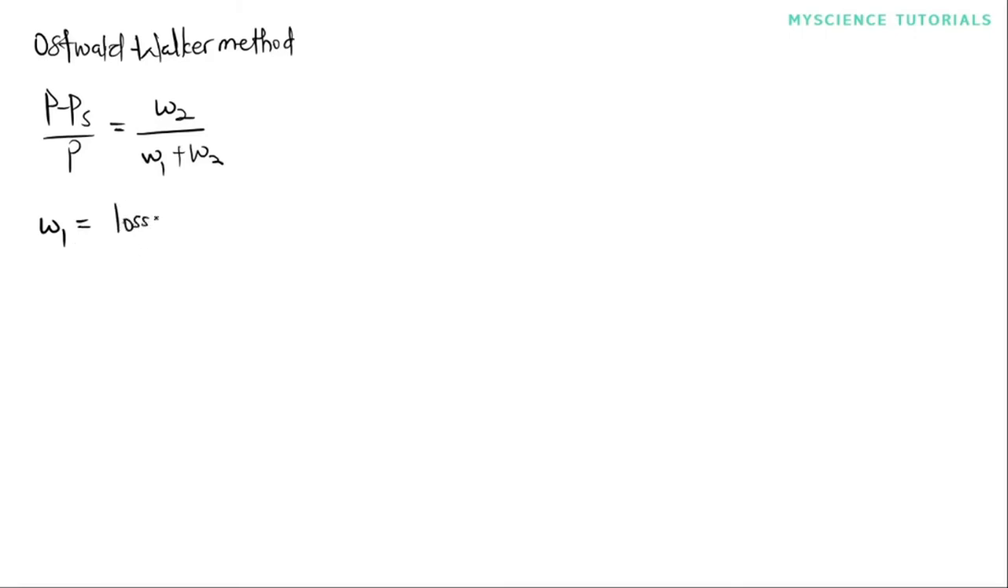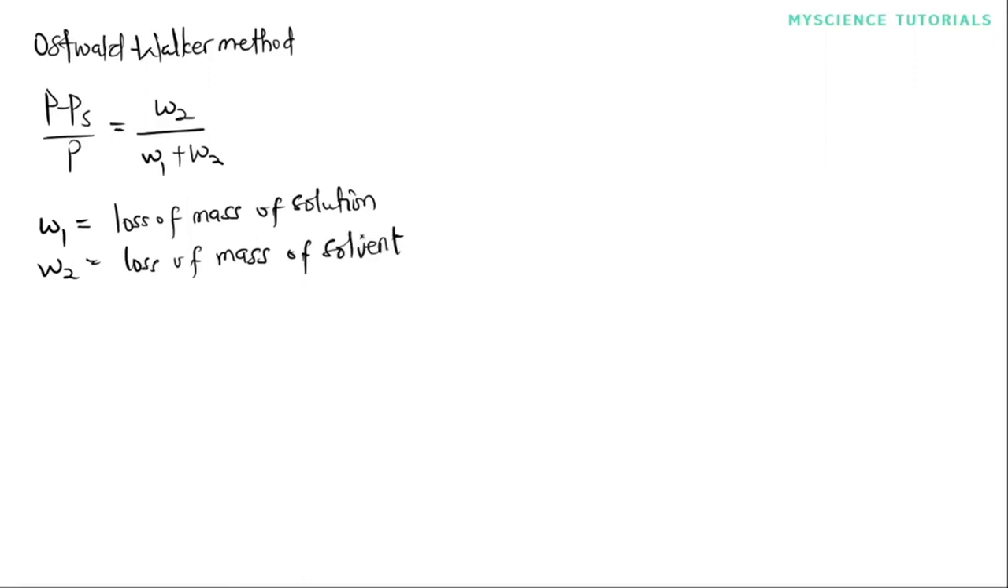This is the loss of mass of solution. And our W2 is the loss of mass of solvent. Normally we use the Ostwald Walker method to find the relative lowering of vapor pressure, and after we find that, we can now equate this to find the molar mass of the solute.